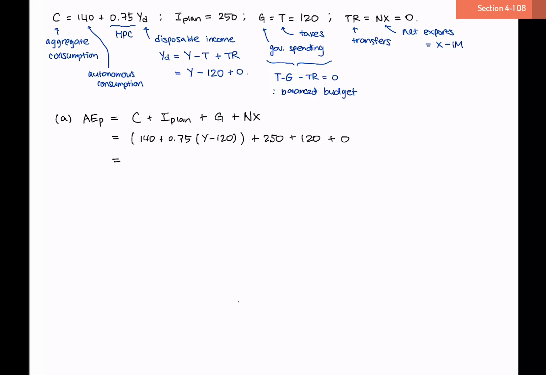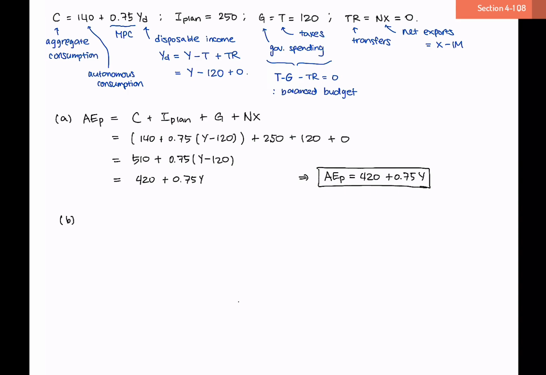This gives us 510 plus 0.75 of our disposable income of Y minus 120, or if we solve this out even further, it gives us 420 plus 0.75Y. So our planned aggregate expenditure function can be written as 420 plus 0.75Y. Or if we wanted to keep the disposable income as is, then we can also write our planned aggregate expenditure function as 510 plus 0.75 of your disposable income, which is Y minus 120.